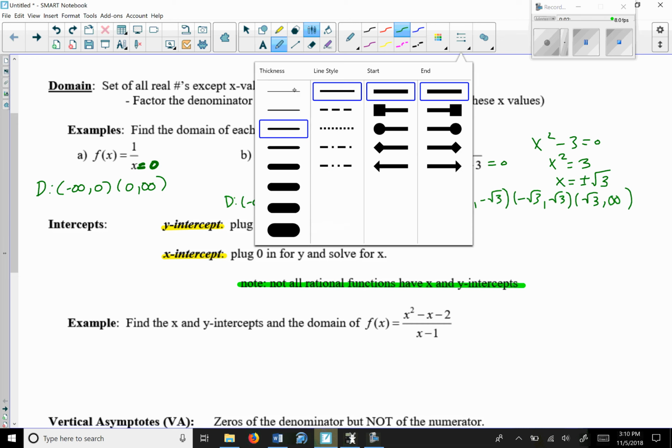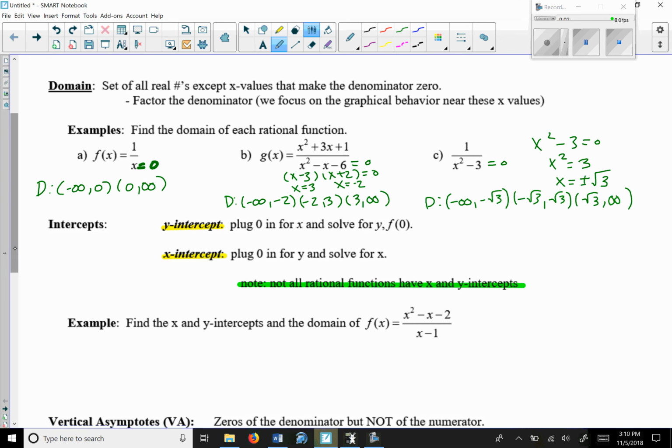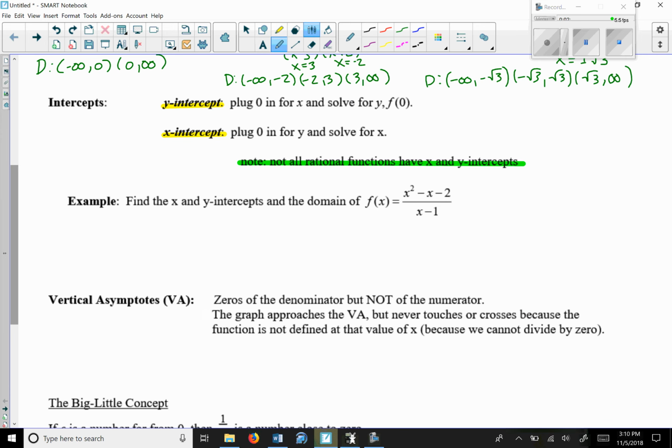So looking at our first question, it says to find the x and y intercepts and the domain of this function. In order to do that, if we want to find the y-intercept, we know that we're plugging 0 in for x. So that would give us 0 squared minus 0 minus 2 over 0 minus 1, which is equal to negative 2 over negative 1, so 2. So that means our y-intercept in this case would be (0, 2).